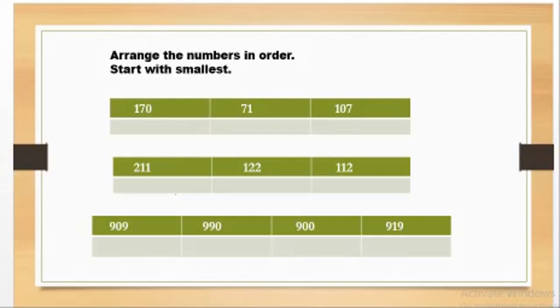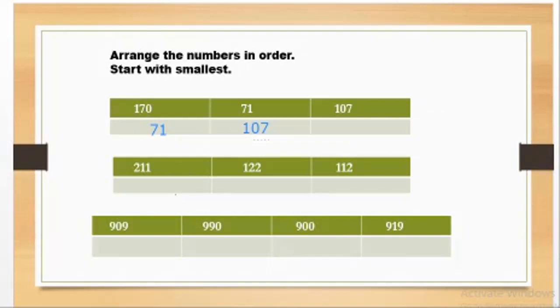So let's start putting the numbers, starting with the smallest one. Which is the smallest number? It's 71, which is the smallest number. So you are going to write 71 in the first box. Now let's check the rest of the two numbers. Which is smaller? 170 or 107? If we check their place value, they both start with 100, but then we have 7 and then we have 0. So which is the smaller value? That is 107. So you will mention it in the second place.